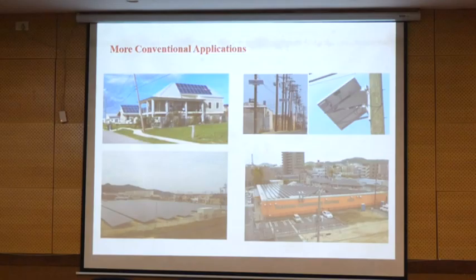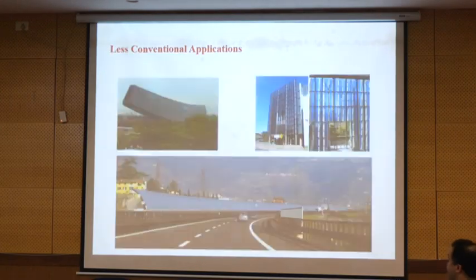So for example, this is the conventional way that you can install everywhere, on the roof of a commercial building or residential building, or you make a small power plant close to the load center, or also some space that you have available and you need electricity for. So this is a little bit more modern, but it's still not too much.